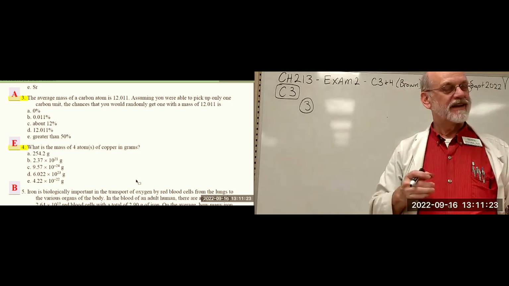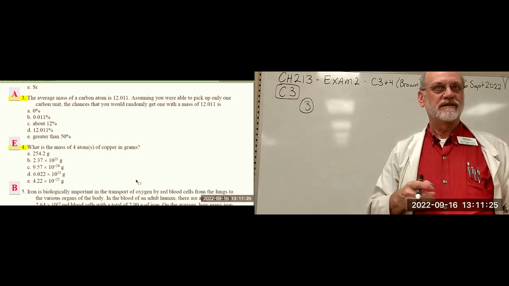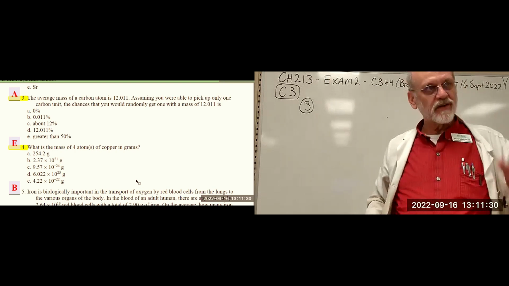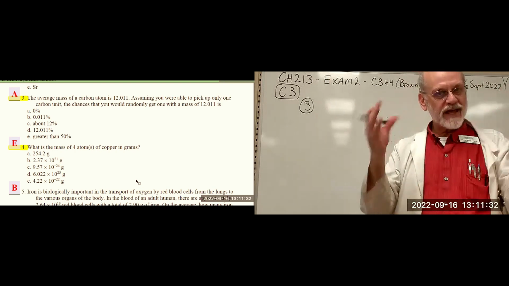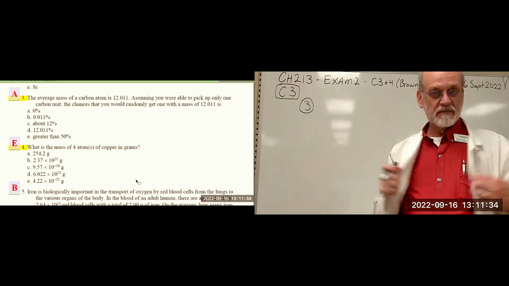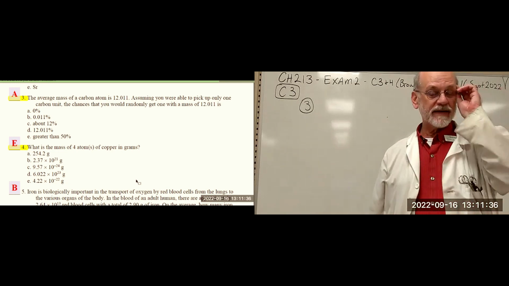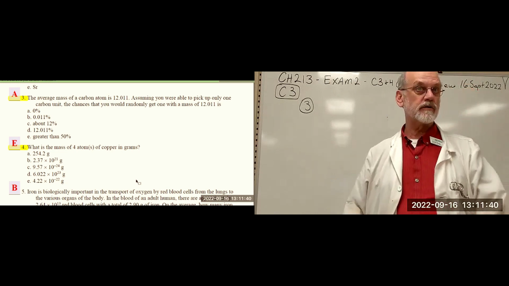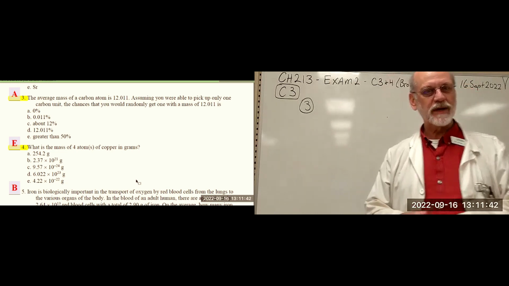0%. It's a weighted average. It's not real. I mean, it's not based on a single isotope. It's based on the weighted average. So the chances that you would find any one isotope with that mass are 0, or very close to it. Okay?